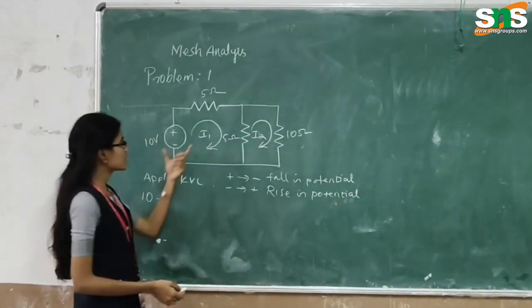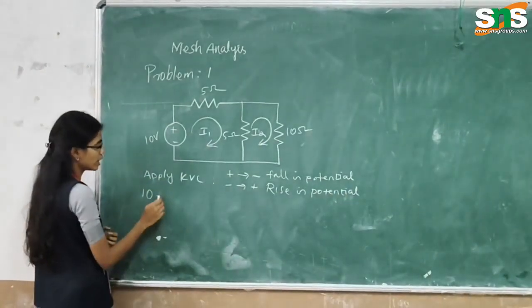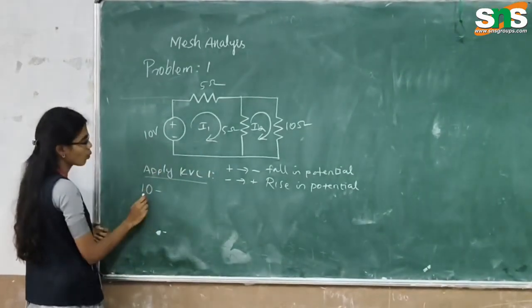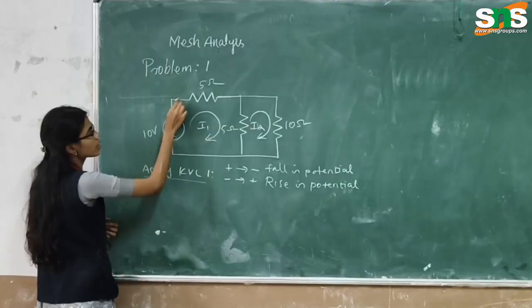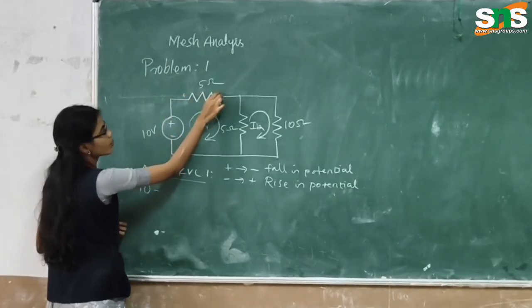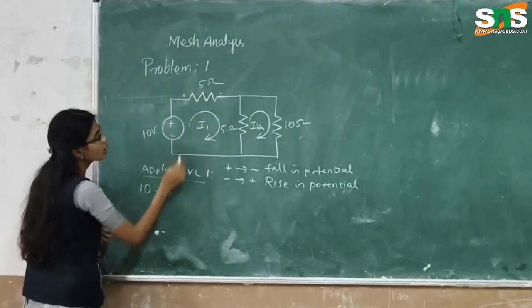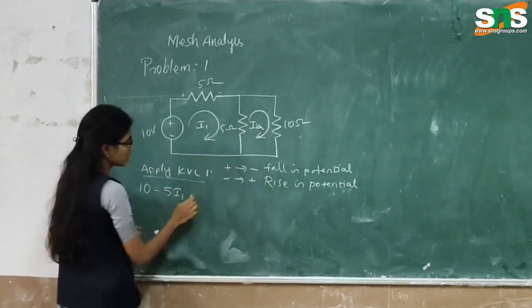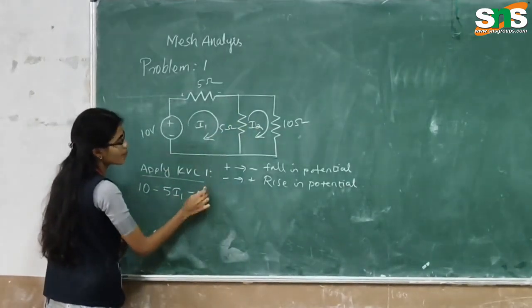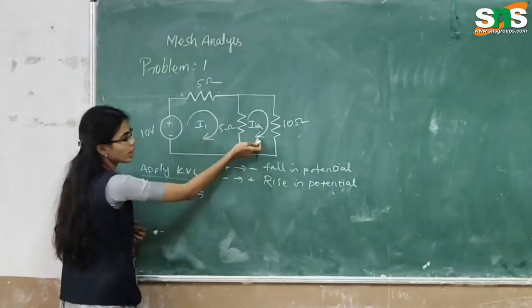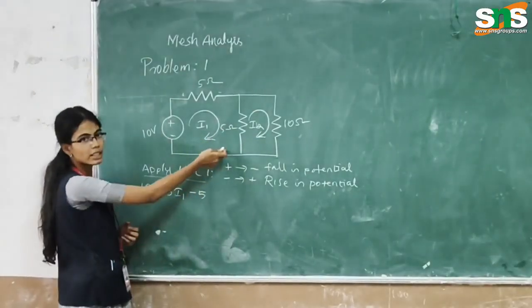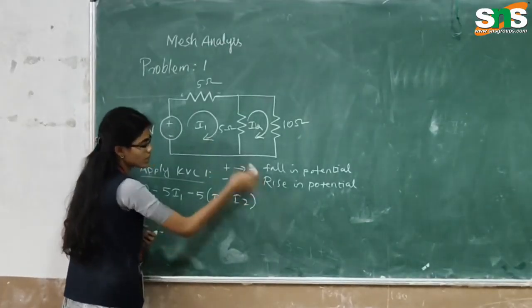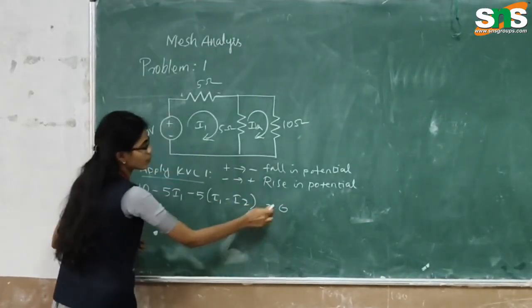So consider this loop 1 and apply KVL at loop 1. At the first loop we have 10 volt minus 5 I1, and then we have to consider this resistor. This resistor is 5 ohm. It is common for I1 and I2. With respect to I1, we write this 5 ohm resistor as I1 minus I2, equal to 0.